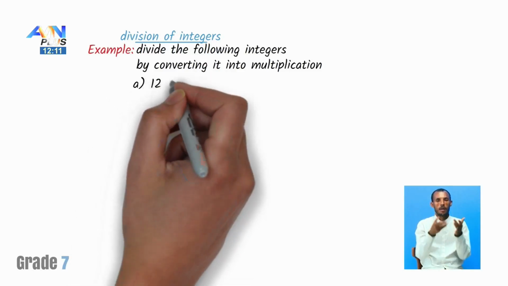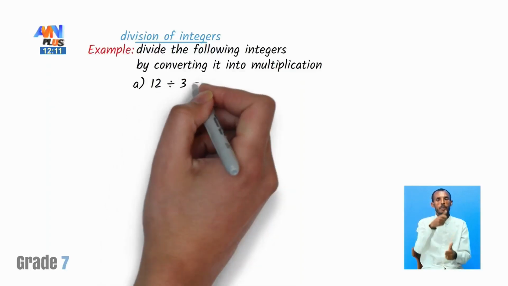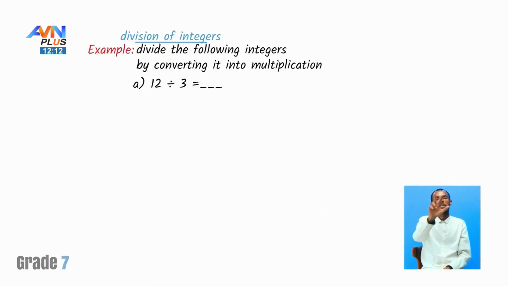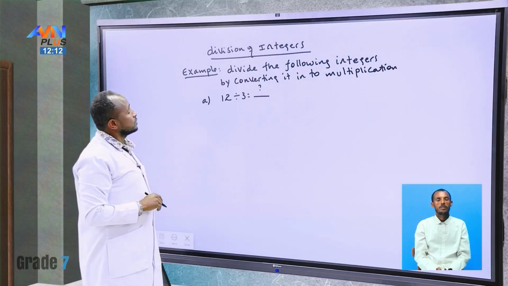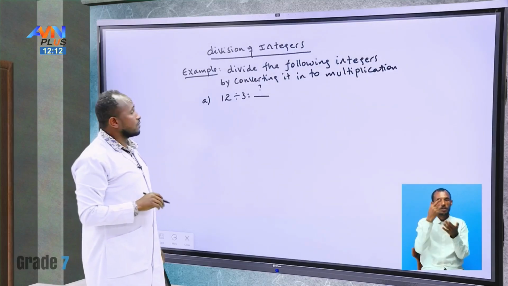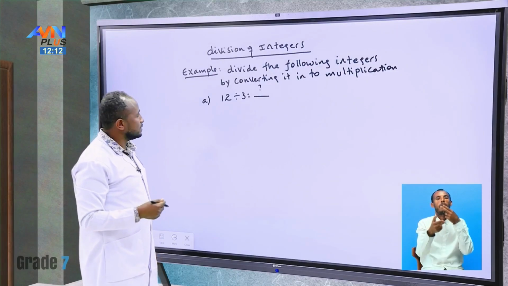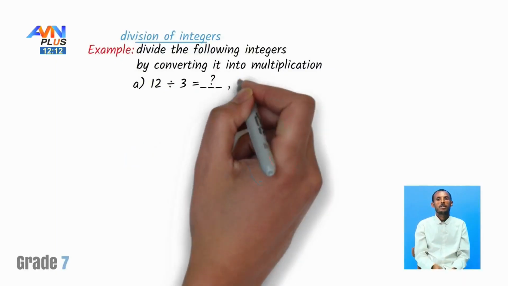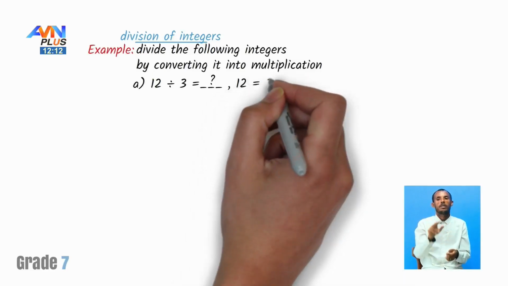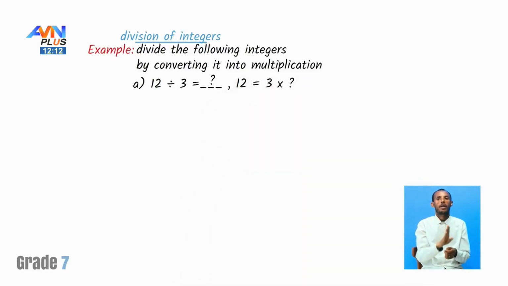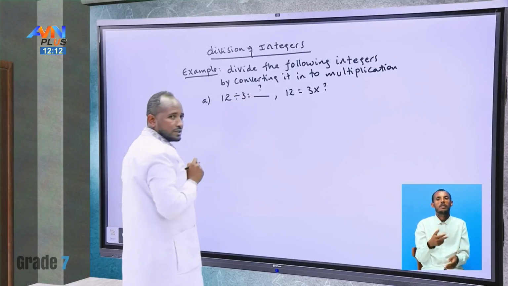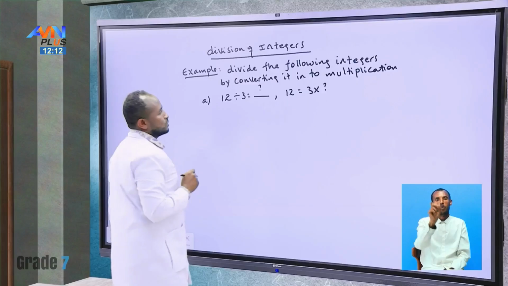Okay, now the first one, let's see this. 12 divided by 3 gives us what? To find the answer by converting into multiplication, this means to get 12, 3 must be multiplied by what number? So 3 times this, the result must give us this 12.